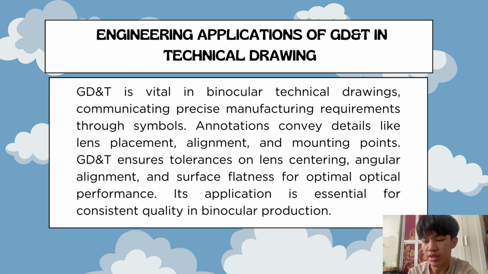So next is the engineering application of GD&T in technical drawing. GD&T is vital in binocular technical drawing, communicating precise manufacturing requirements through symbols. Annotations convey details like lens placement, alignment, lens centering, angular alignment, and surface flatness for optimal optical performance. Its application is essential for consistent quality in binocular production.